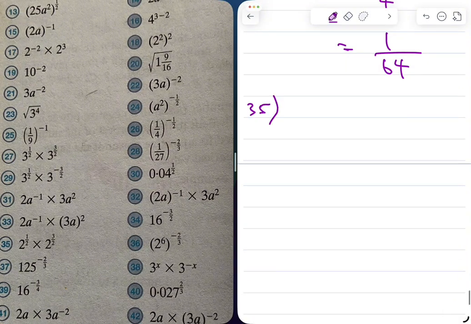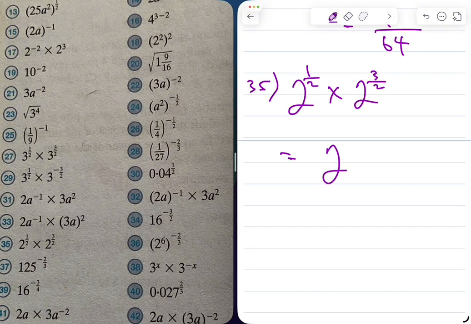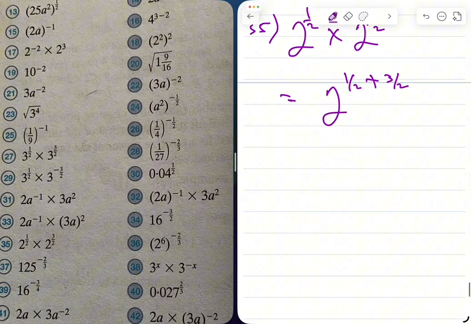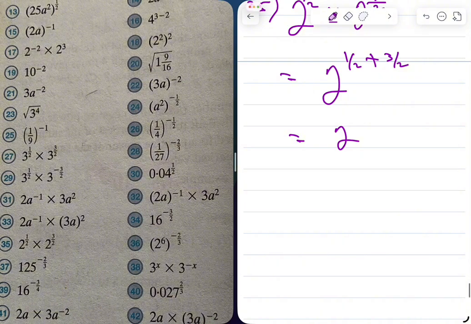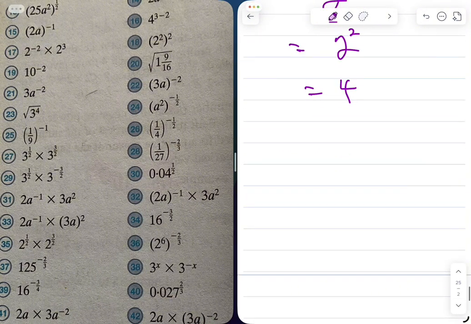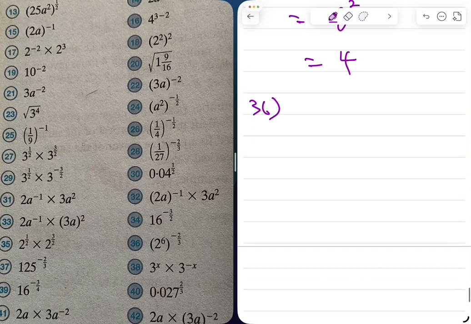Number 35, 2 raised to power 1 over 2 times 2 raised to power 3 over 2. That's equal to 2 raised to power 1 over 2 plus 3 over 2, and 1 over 2 plus 3 over 2 is 4 over 2, which is 2. 2 raised to power 2, and that's 4. The next is 36. Number 36, that's 2 raised to power 6, and the whole of that is raised to power minus 2 over 3.